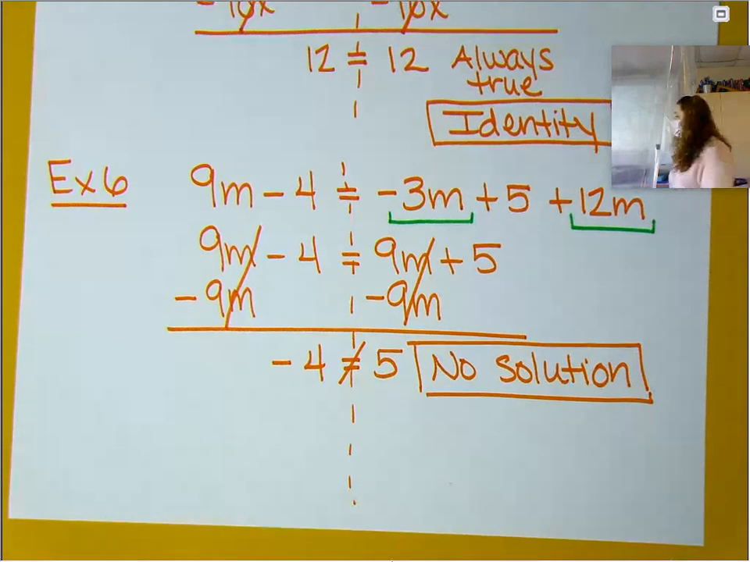No solution. There is one no solution in the solving part of your homework, so don't be surprised when you get one of those. I don't know if there's more than one. I think there's at least one.